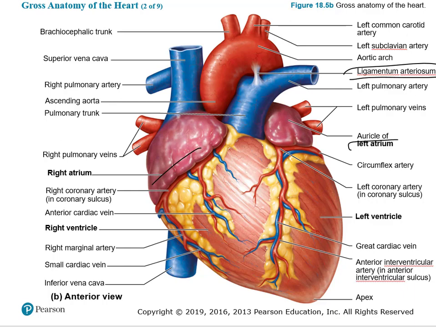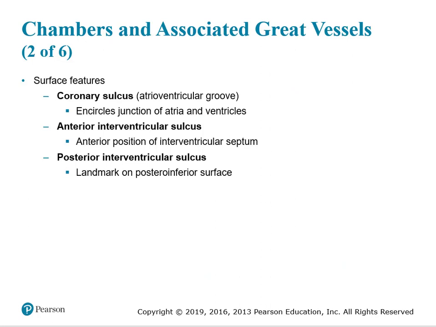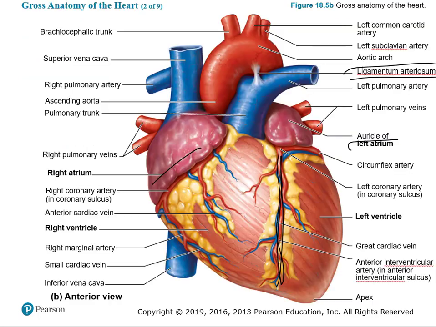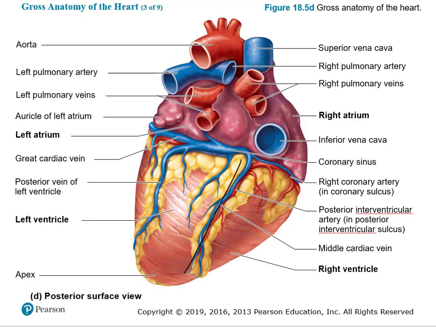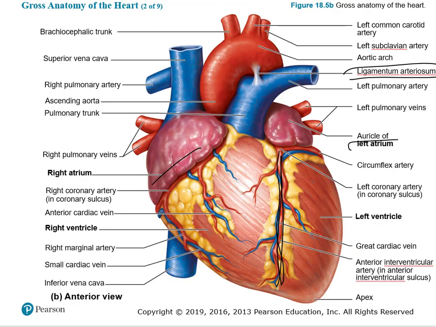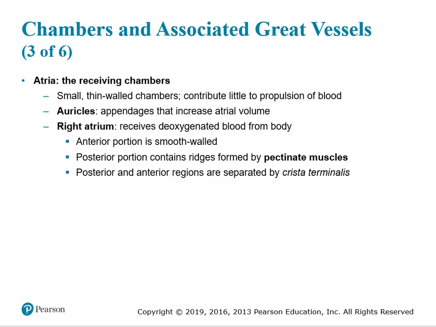On the surface, you'll notice that there is a sulcus right here. This sulcus is called the coronary sulcus, where you have the main coronary artery and the great cardiac vein found over there. Also, in the posterior portion, you have another sulcus called the posterior interventricular sulcus right here, where you have the middle cardiac vein and your posterior interventricular artery. So you have one anteriorly and one posteriorly.